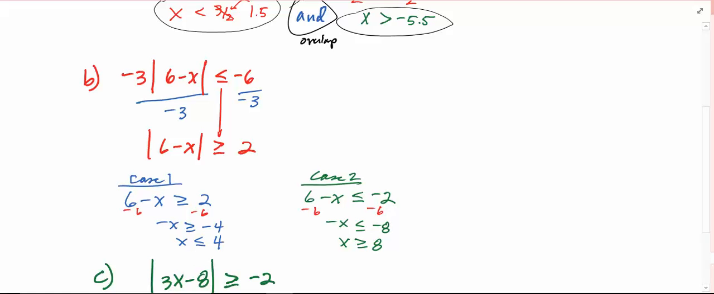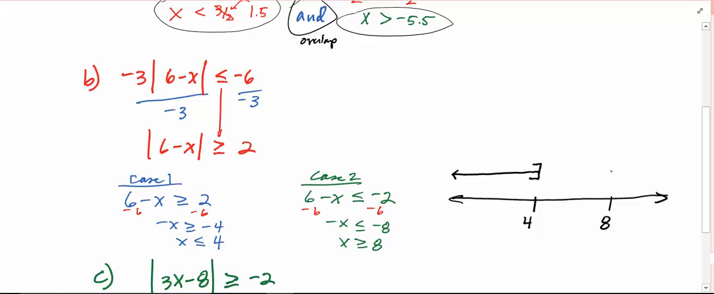Now I'm going to go ahead and put my number line right over here. Anything less than or equal to 4, here's my 4, here's my 8. Anything less than or equal to 4 is going to be a bracket, and it goes this way. Anything greater than or equal to 8 is going to go this way.